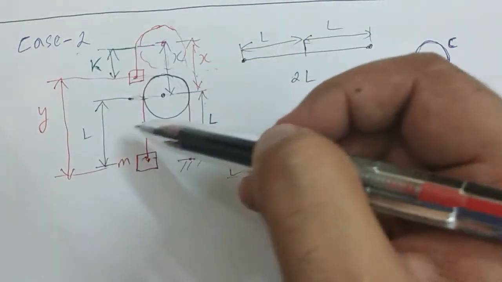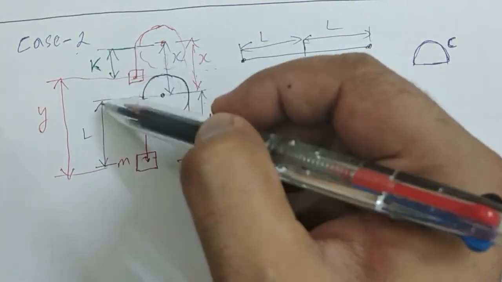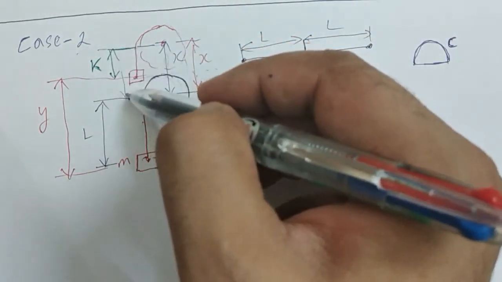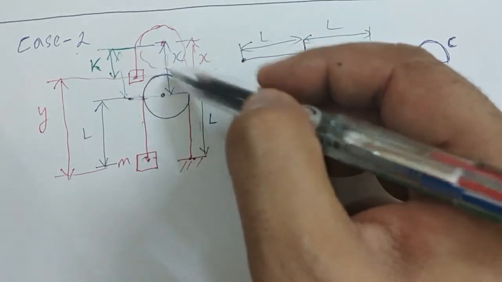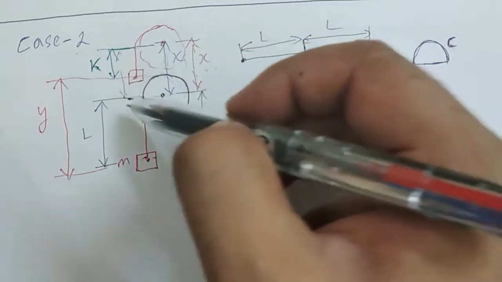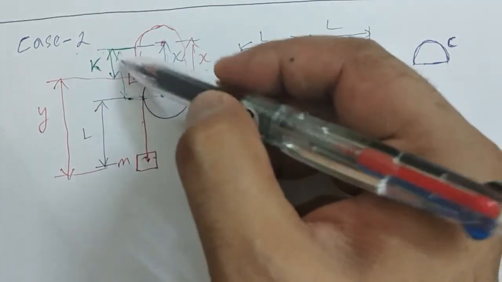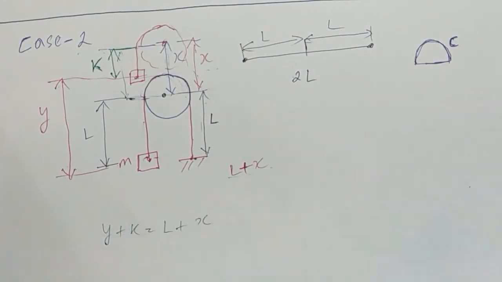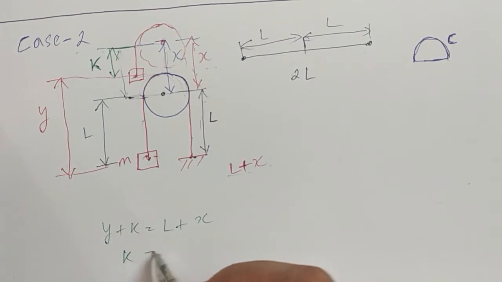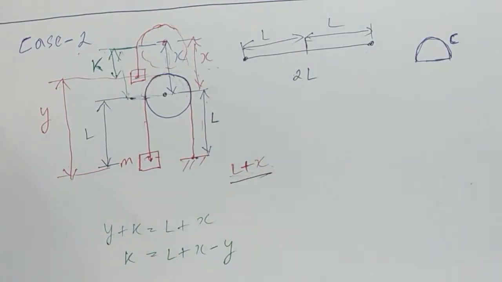If you consider this side, then you can see that y plus k is equal to L plus this total length, that is x. You can see that the height by which the wheel has risen is x. So y plus k is equal to L plus x, such that k is equal to L plus x minus y, and on this side of the string we know that its length is L plus x.